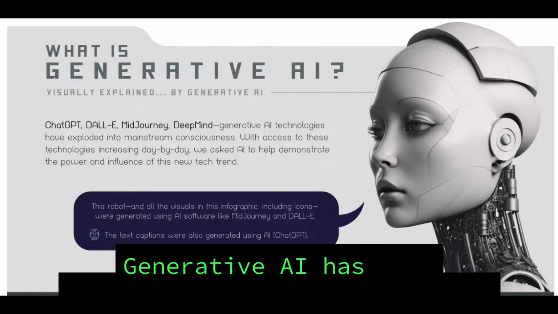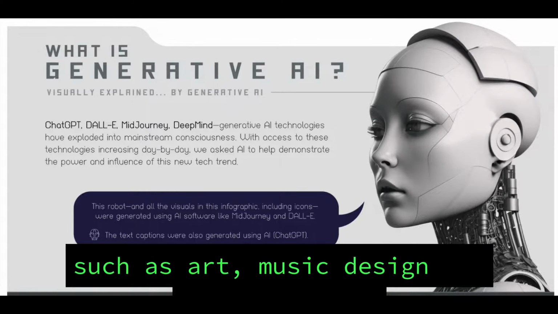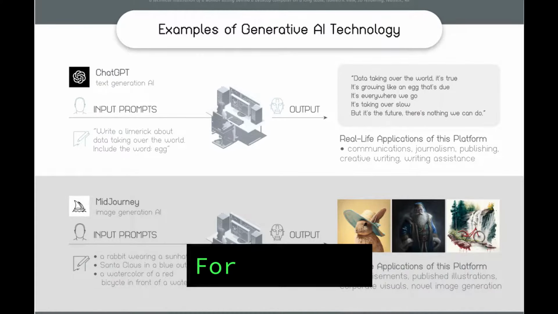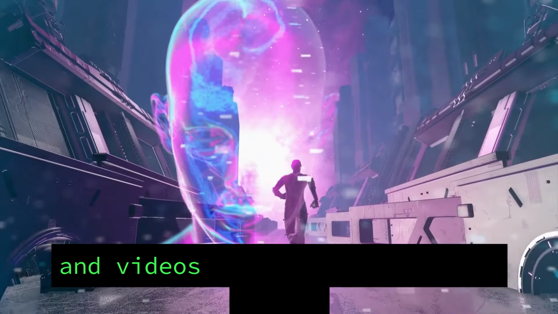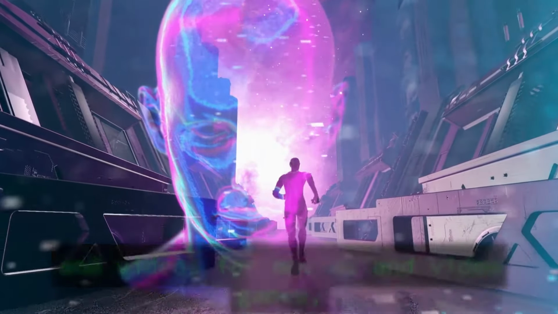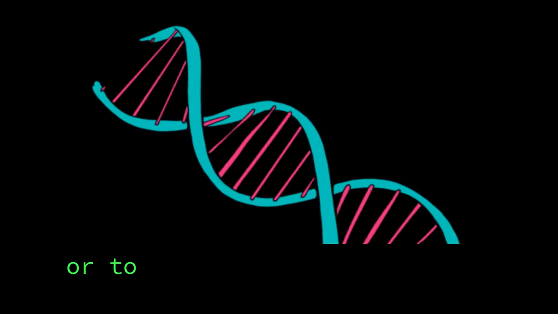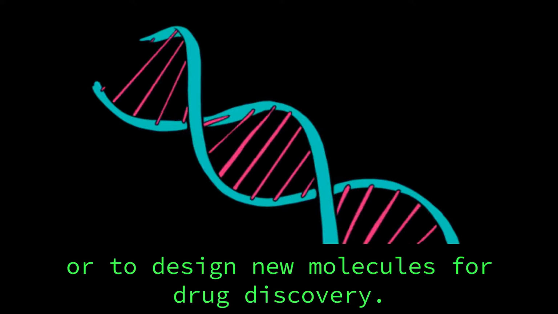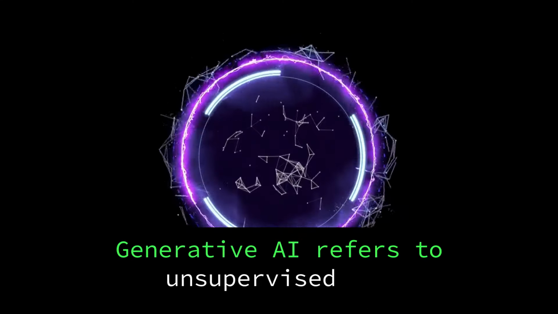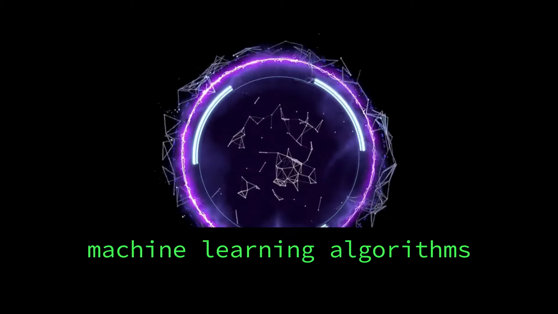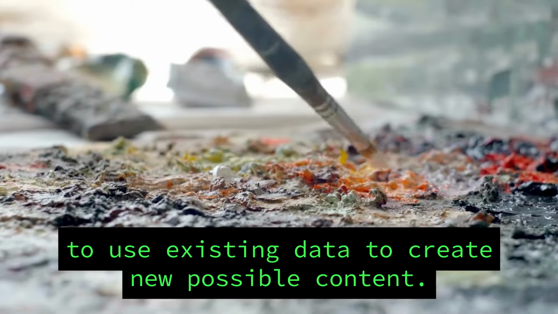Generative AI has many applications in various fields, such as art, music, design, and even medicine. For example, generative AI can be used to create realistic images and videos for movies and video games, to generate personalized music based on a user's preferences, or to design new molecules for drug discovery. In technical terms, generative AI refers to unsupervised and semi-supervised machine learning algorithms that enable computers to use existing data to create new possible content.